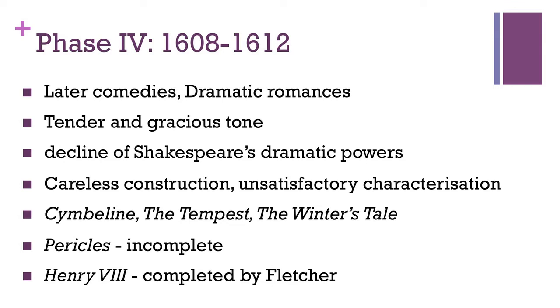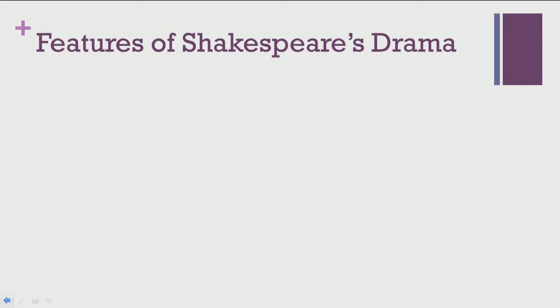And towards the end, there's one play that he had left incomplete, Pericles, and another one, Henry VIII, was completed by Fletcher, another contemporary of his, at a later point. In fact, Fletcher is the one who takes over most of the things that Shakespeare was doing in his company soon after his death. And what were the significant features of Shakespeare's drama?